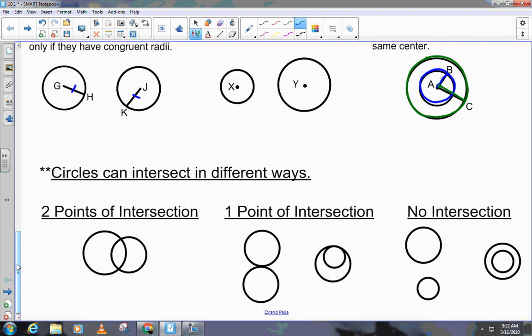Okay, they can have 2 points of intersection, kind of like a Venn diagram. They can have 1 point of intersection, where the two circles are outside of each other and they intersect at one point. One could be in the other, but not necessarily concentric, and so they touch at that point. And then they can have no intersection, just two random circles, or again, a circle within a circle but not touching. Concentric circles would be an example of that.